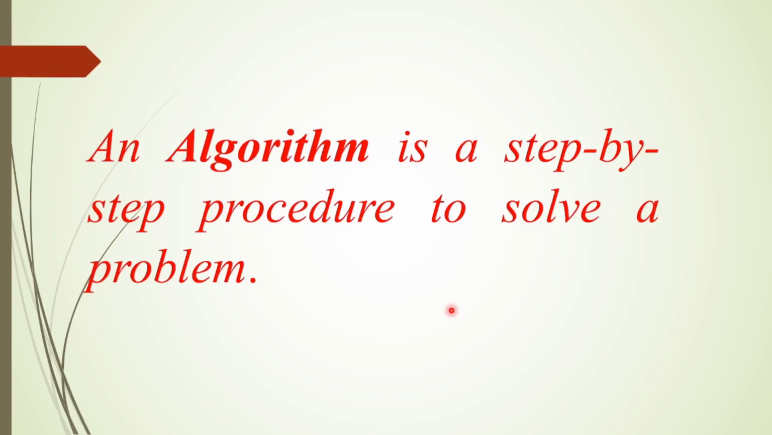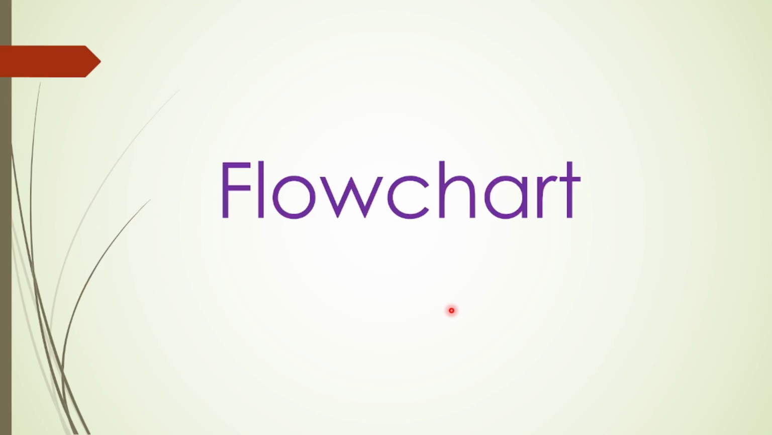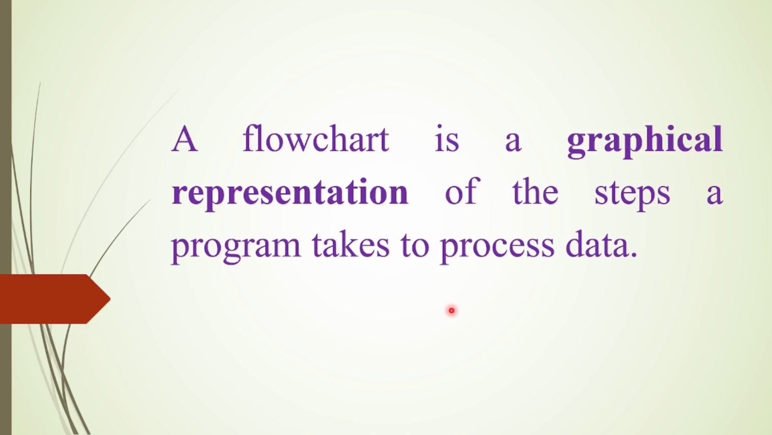Algorithm. An algorithm is a step-by-step procedure to solve a problem. Here, the problem is a computer problem or a computer program. We write those programs with the steps of what we are going to do. Similarly, we have a flowchart. It's a graphical or pictorial representation of those steps of a program, what we have written using an algorithm.